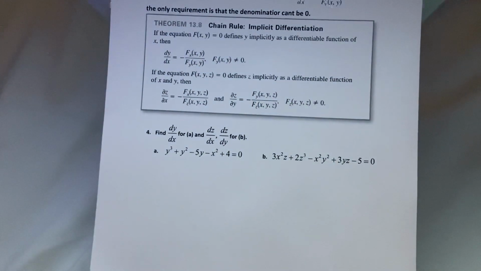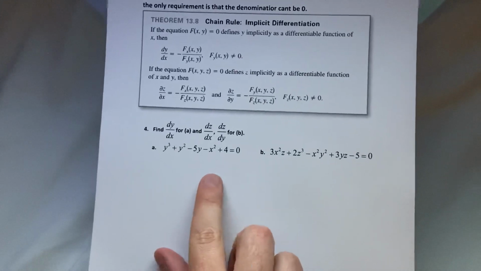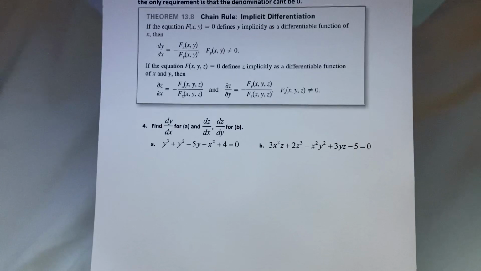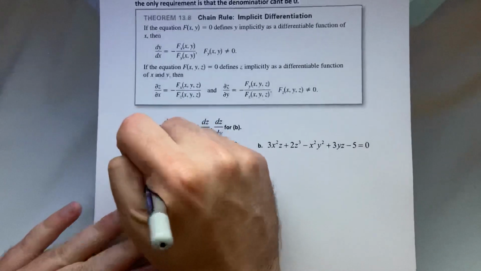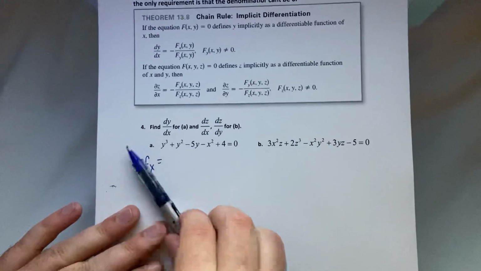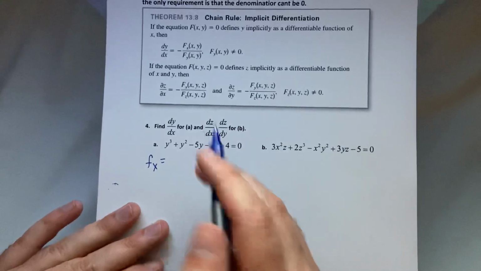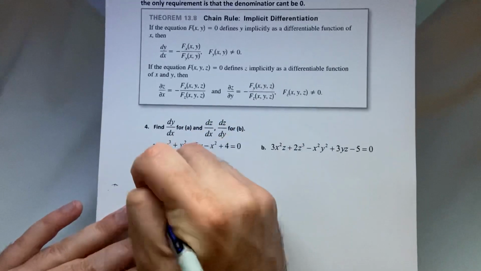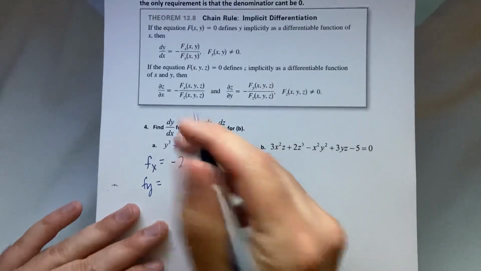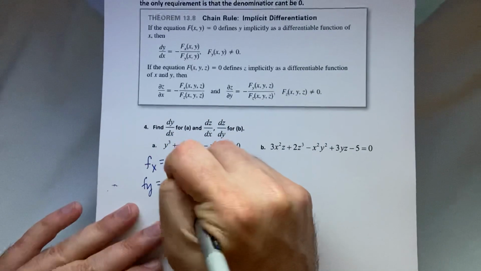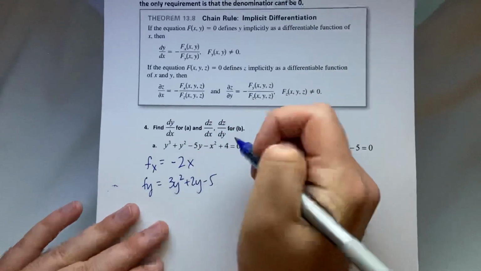And there's more equations. You can do the same thing with dz/dx and dz/dy in the event that there are 3 equations. So for a, we'll find dy/dx. So the first things I need to do are find the partial derivative of x. So we've got a constant with respect to x, and so this is just negative 2x. Partial derivative with respect to y is 3y squared plus 2y minus 5, and then 2 constants.